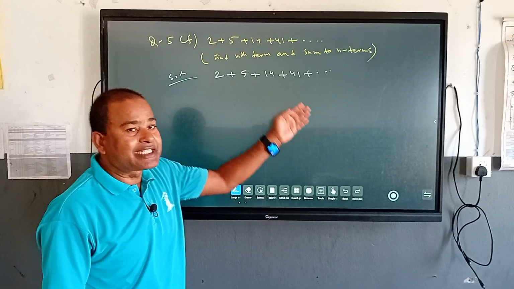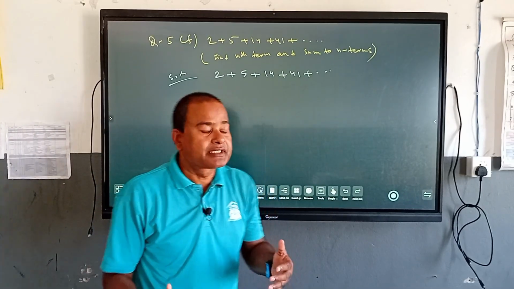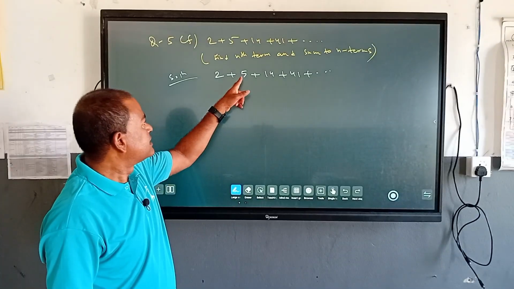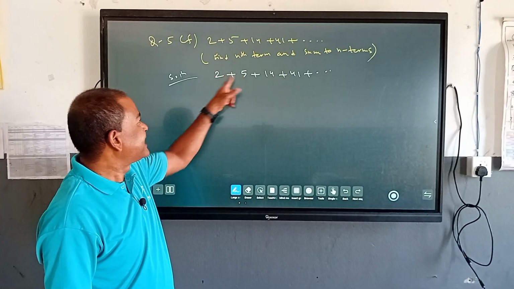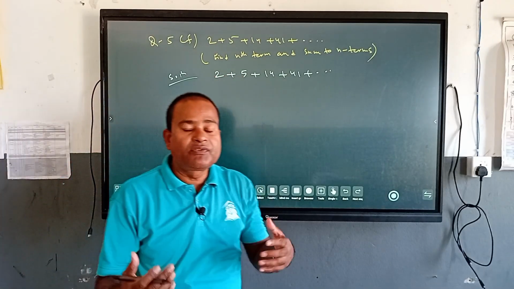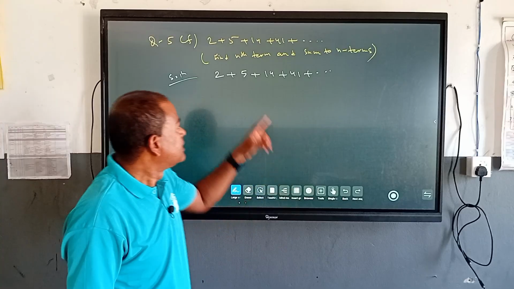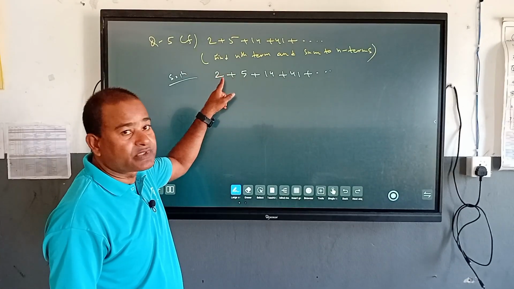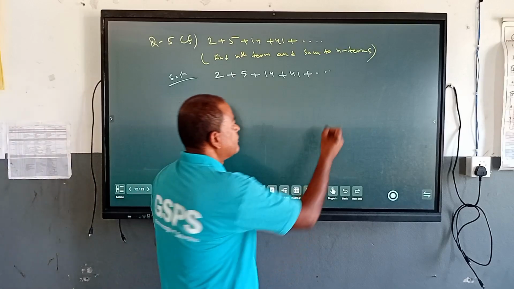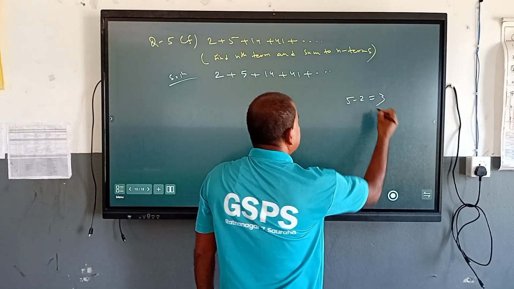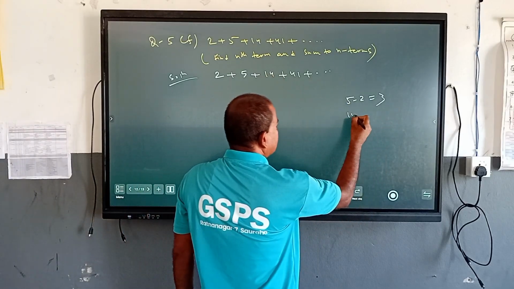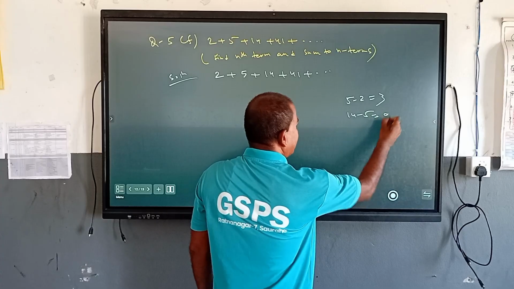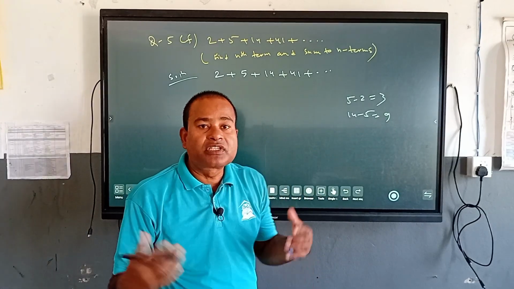When we look at the terms of the given series, let's find the difference between succeeding and preceding terms, that is, the common difference. T2 minus T1, the second term minus the first term: 5 minus 2 we get 3, 14 minus 5 we get 9. The common differences are not the same.